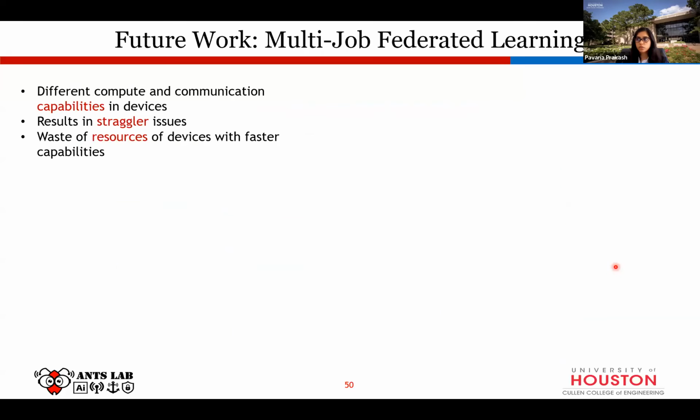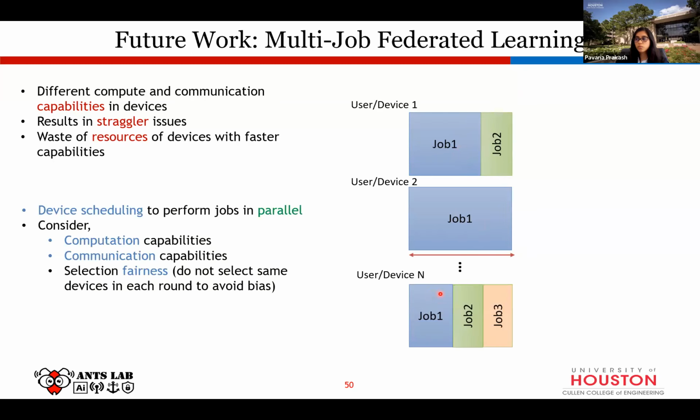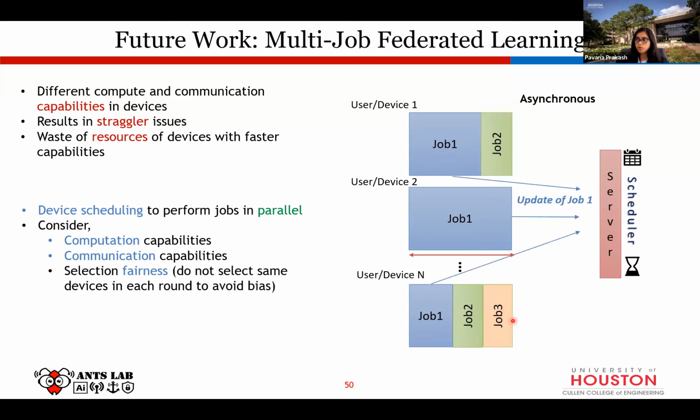One of my other future works is multi-job federated learning, where especially when you have slow devices, stragglers, they'll take all the time to perform one task, but other devices may be faster. So you can give them more tasks to do in the same time. For this, we use a scheduler on the server and do asynchronous training, while making sure that you are not creating any bias by selecting the faster devices all the time. You're trying to ensure fairness of participation. And this is my future work.